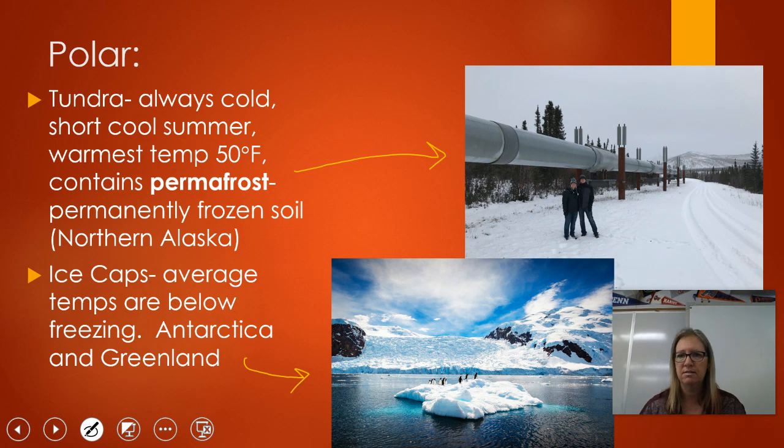That's the poles. That's the really cold stuff. That's Antarctica, that'd be the South Pole, and then the upper part of Greenland. And the average temperatures there are below freezing. So in Fahrenheit, that would be below 32 degrees all the time. Okay, very, very cold. You can see some penguins down there.